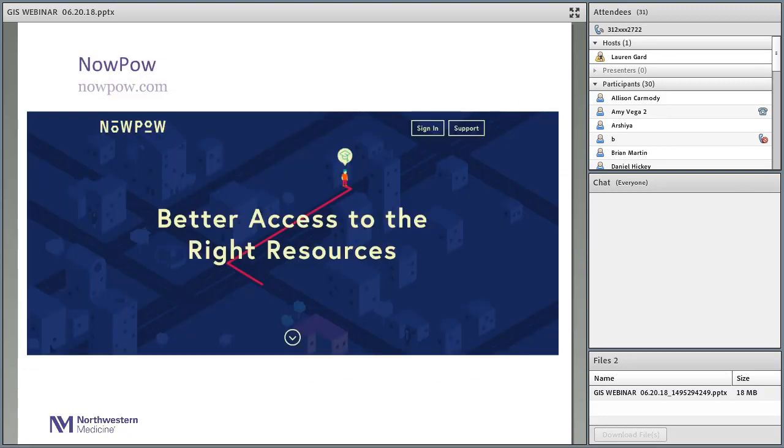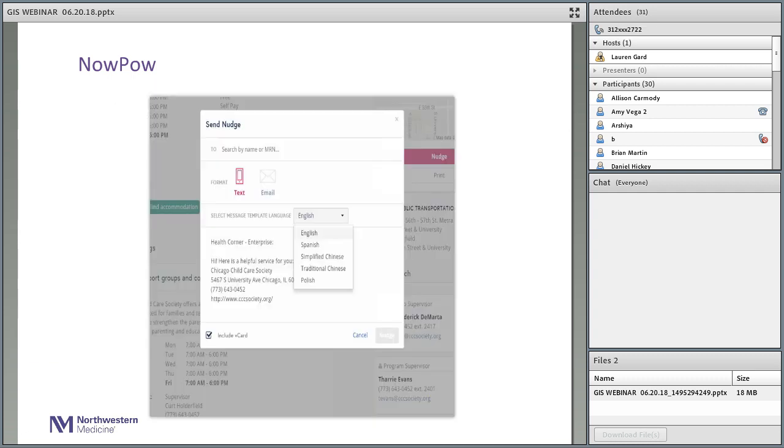Another great technology that's relatively new to me is NowPow. It's a powerful technology that gives you a lot of resources, updated very frequently. It has some really unique features. This one's called the nudge, so you can actually send your patients directly via text or email information or reminders about a referral that you've made or about a community resource that you think would be good for them.